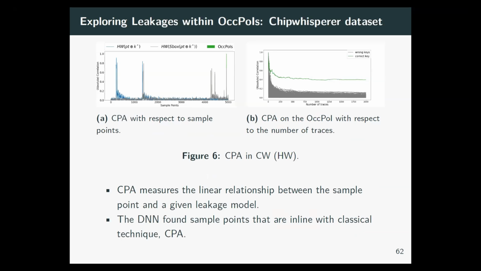So this shows that deep neural network can actually just use that one single point to recover the key. So then we look into trying to explore what is the leakage within this POI. So we use a classical technique called correlation power analysis, CPA, which is used to measure the linear relationship between the sample point and the given leakage model. What we found out was that the POI from KGO is in line with the CPA, because this CPA managed to recover the secret key. So this means that deep neural network can actually find sample points that are in line with classical techniques like CPA.